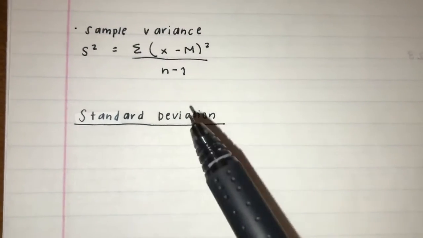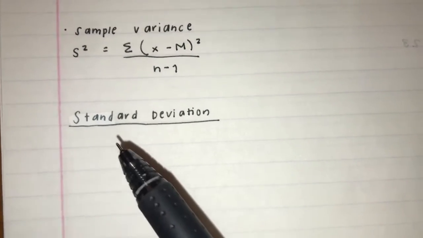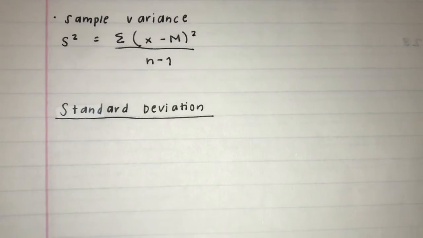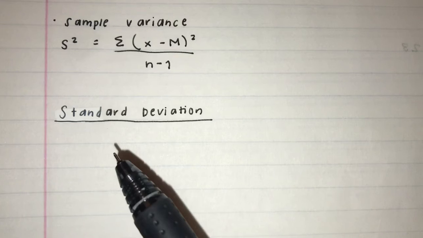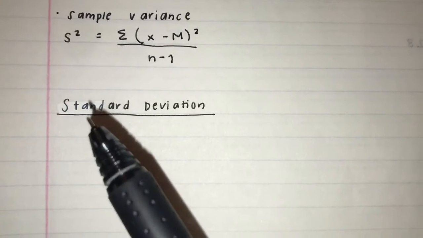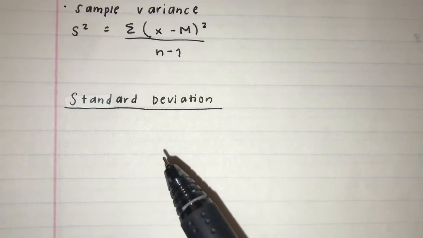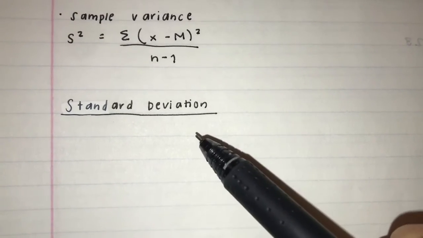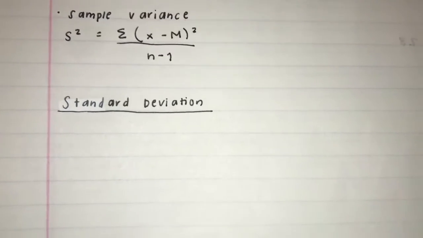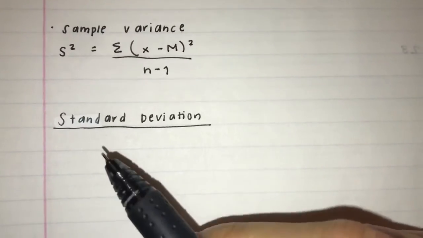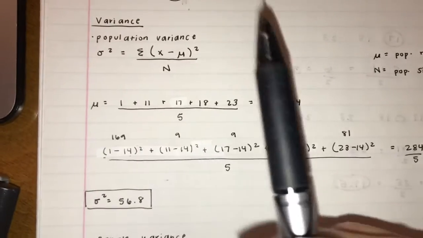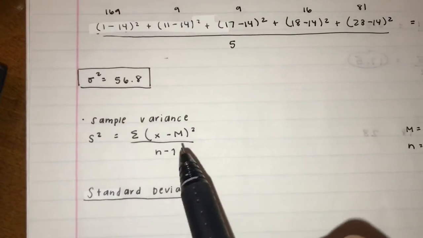So the last measure of dispersion we're going to talk about is standard deviation. The standard deviation is pretty much a measure of the average distance that scores deviate from their mean, measured as the number of standard deviations that each of those scores deviates from the mean. And in order to find the standard deviation, it's just going to be the square root of our population variance or sample variance.